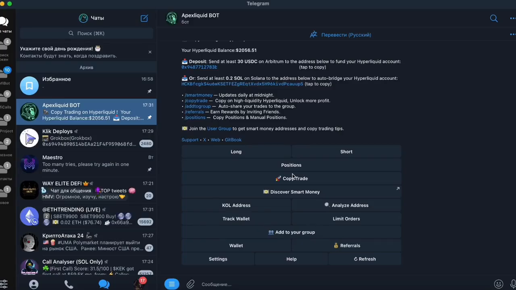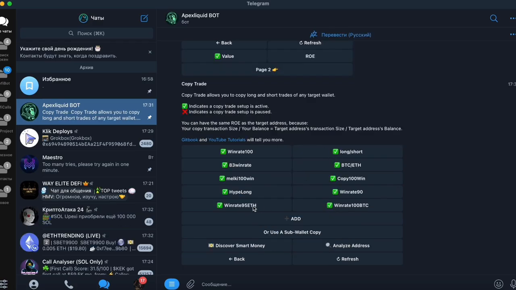For copy trading with Hyperliquid wallets, I use a bot called Apex Liquid Bot. I've talked about it before, but now let's go over the important details again. To set up a wallet for copy trading, go to the copy trading section. As you can see, I currently have 10 different wallets set up for copy trading. I want to say right away that each wallet is copy trading from a separate address of mine. That means I don't keep all my funds in one deposit. I allocate a separate deposit for each trader.